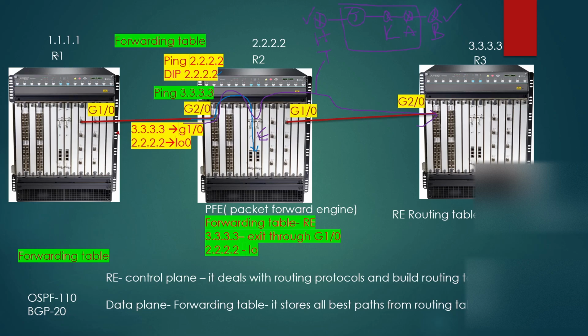So I'm trying to ping from R1 to R3. When I'm trying to ping from R1 to R3, 3.3.3.3 is my destination IP, right? So the packet arrives on the PFE here. The PFE has one forwarding table. To reach 3.3.3.3, you need to exit through G1/0. It means another line card. So the data can go to the SCBs, and SCBs to another line card.